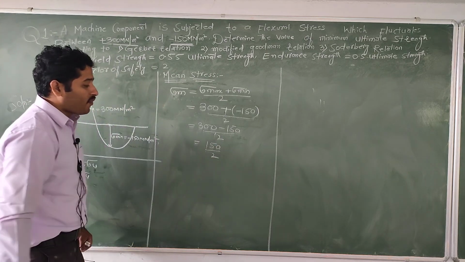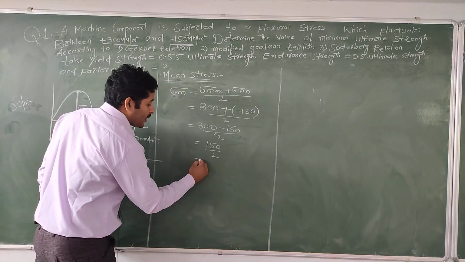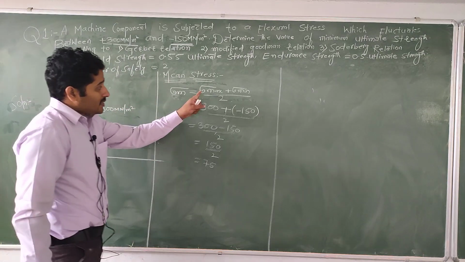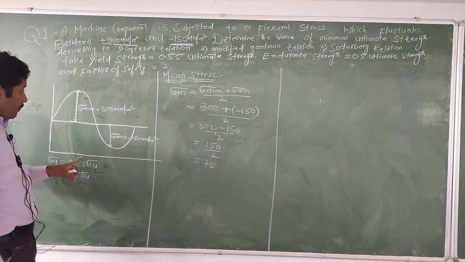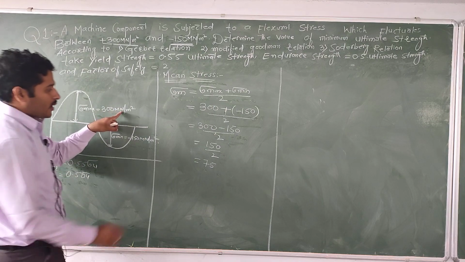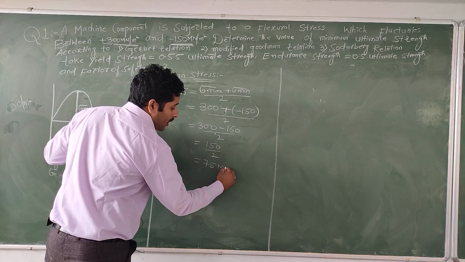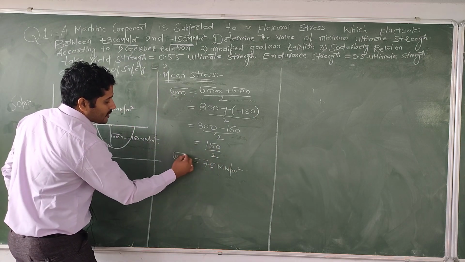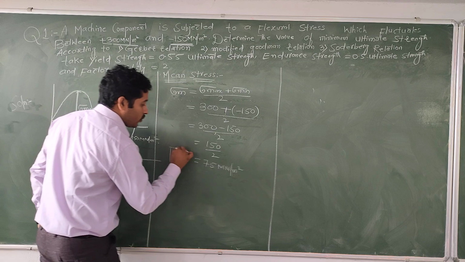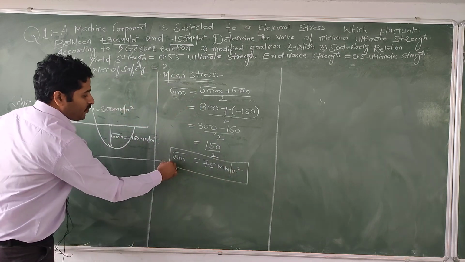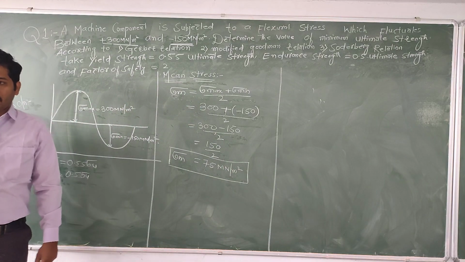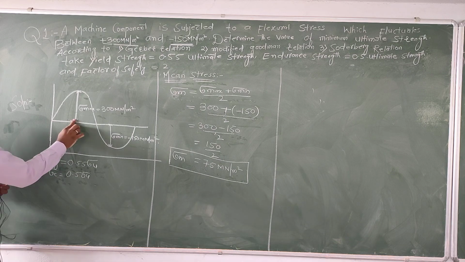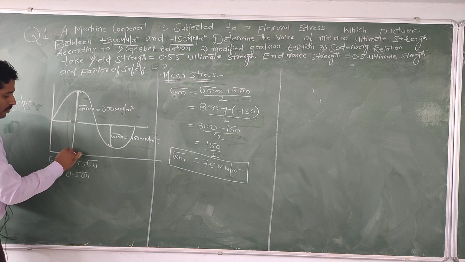If you divide 150 by 2, you will get 75. So we are talking about the sigma max values in mega Newton per meter square. The same value will be in mega Newton per meter square. Then we can represent the mean stress value, which we got as 75 mega Newton per meter square. Again, I told you this is what we can call the maximum stress.